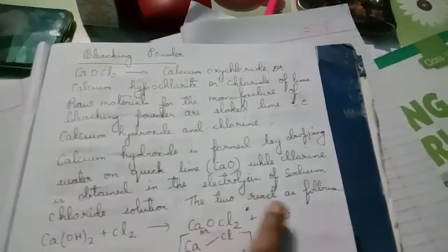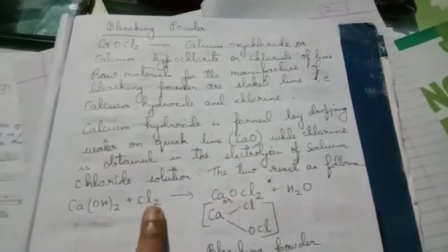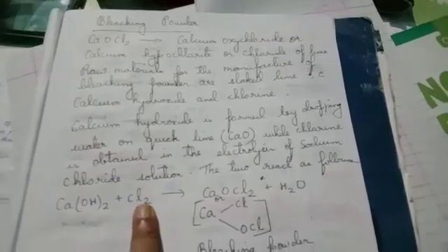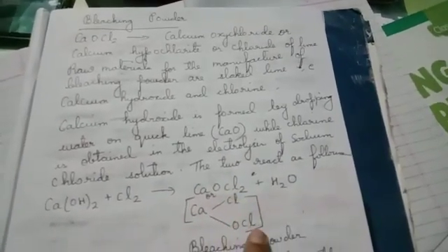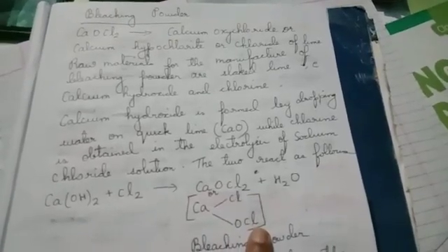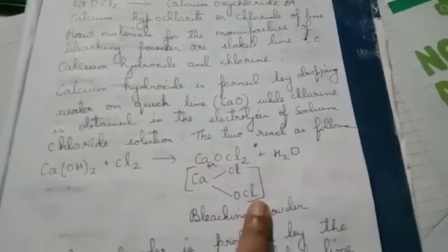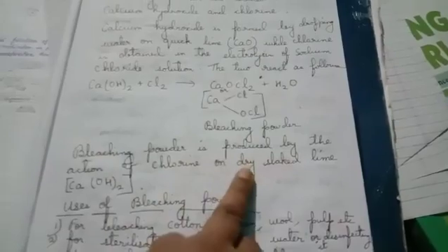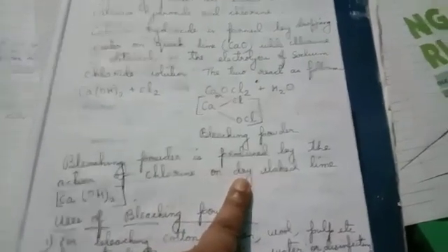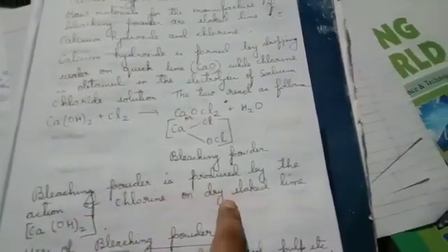Okay, now see, the two react as follows. You will see calcium hydroxide and chlorine. They react together and form CaOCl2, or you can say CaClOCl. You can see like this. This is the formation of bleaching powder. Calcium oxychloride, and water is released. Now see, bleaching powder is produced by the action of chlorine on dry slaked lime. So you have to remember that bleaching powder is produced by the action of chlorine on dry slaked lime. Okay, this must be dry.